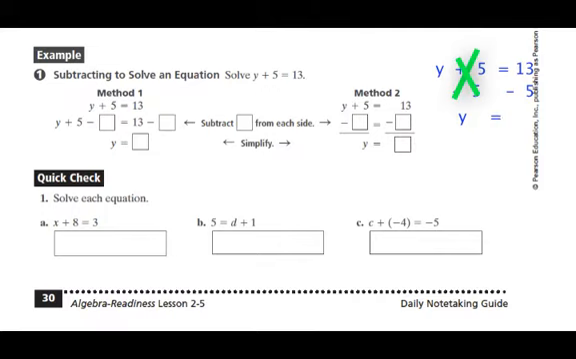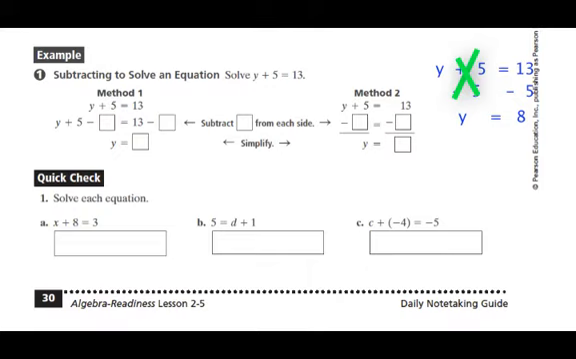On the right-hand side of the equation, we have 13 minus 5. 13 minus 5 is 8. We have just solved it: y equals 8. You can substitute back in the 8 for y. 8 plus 5 does equal 13, so we know that this problem is correct. You can literally check every problem you do in algebra.